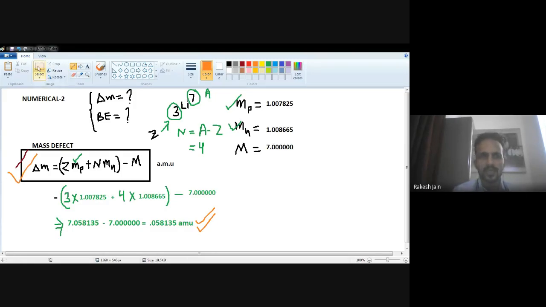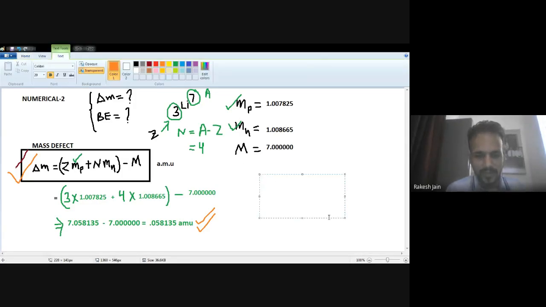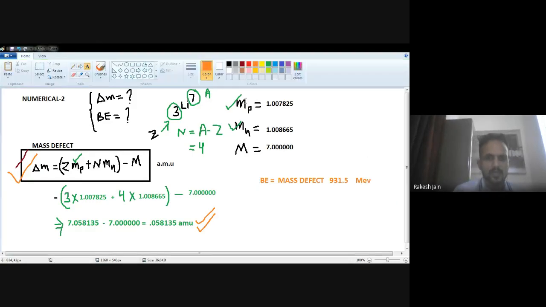Now I have to calculate the binding energy. As I already told you, the binding energy can be easily calculated if I just multiply this mass defect with 931.5 MeV. Whenever this mass defect is directly multiplied by 931.5, then automatically we will find the binding energy.